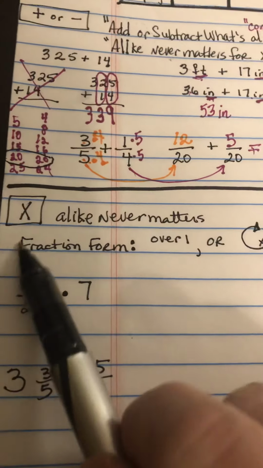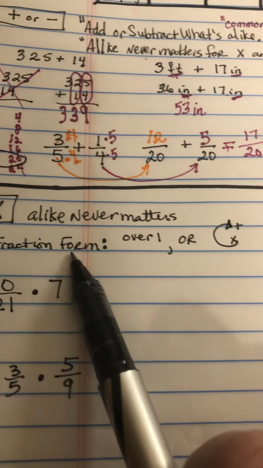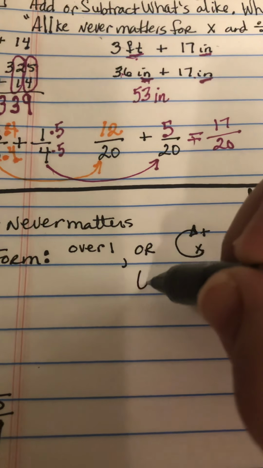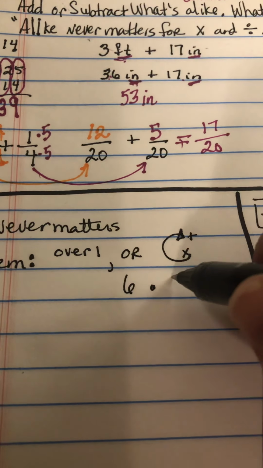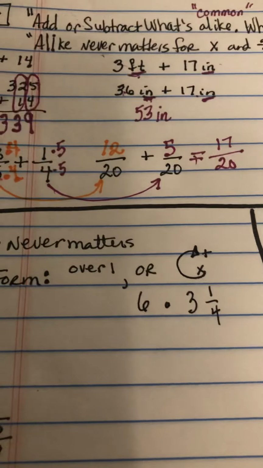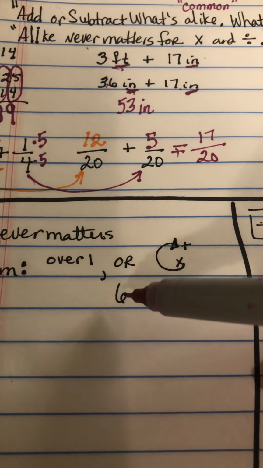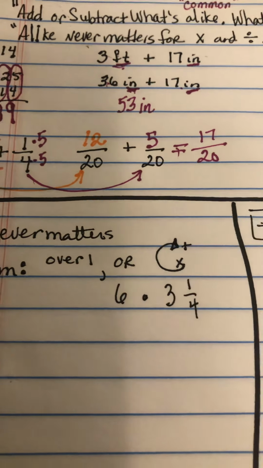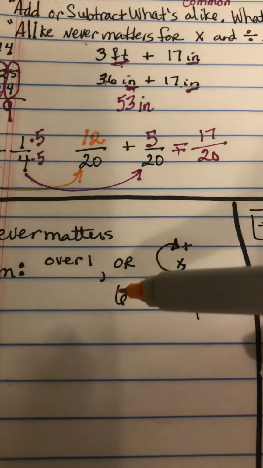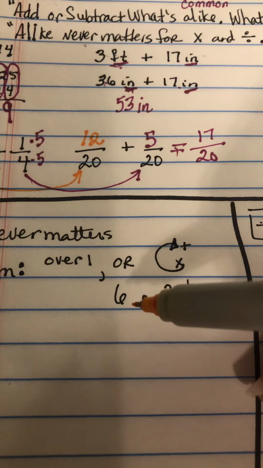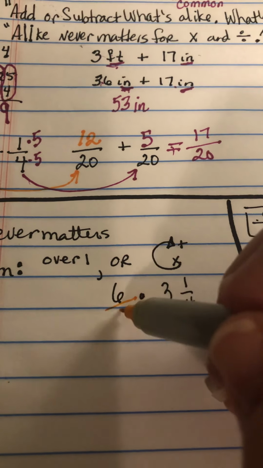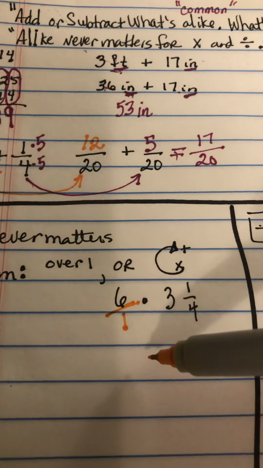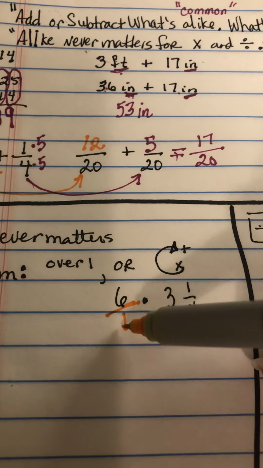Okay. For multiplication, alike never matters. We need fraction form for everything. So if you have a whole number, let's say you have 6 times 3 1/4, okay? Well, since fractions are division and we want to turn 6 into a fraction, but we don't want to change its value, we will divide by something that doesn't change it. 6 divided by something still gives you 6. 6 divided by 1. So that's why we say if you put any number over 1, it still means the same thing. 6 divided by 1.